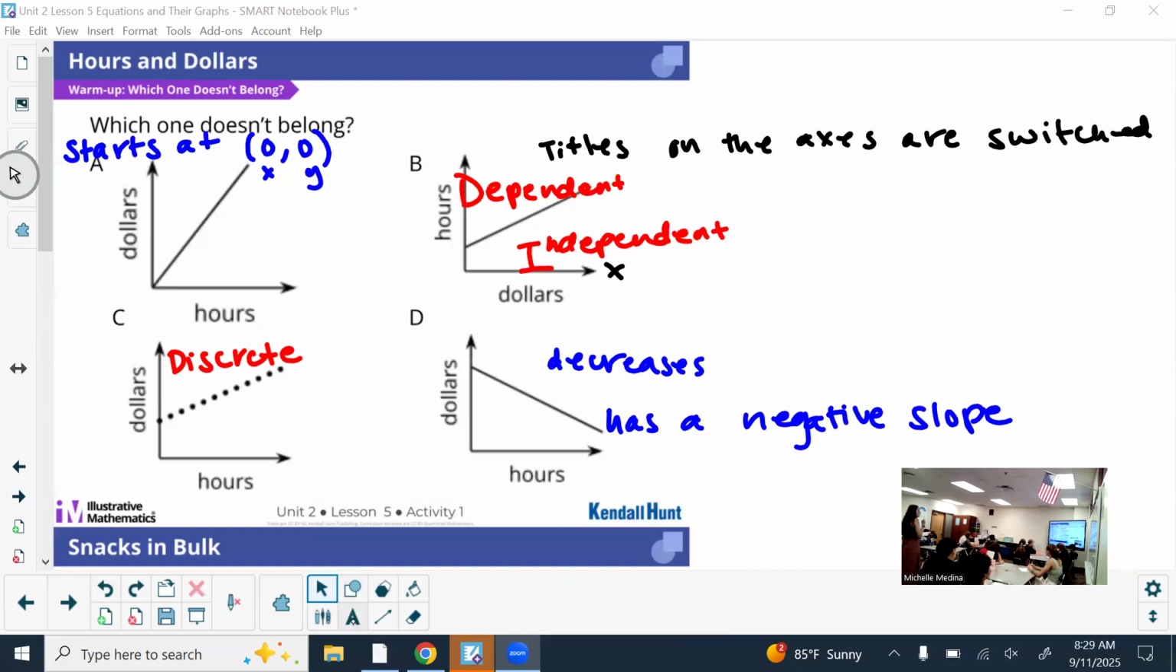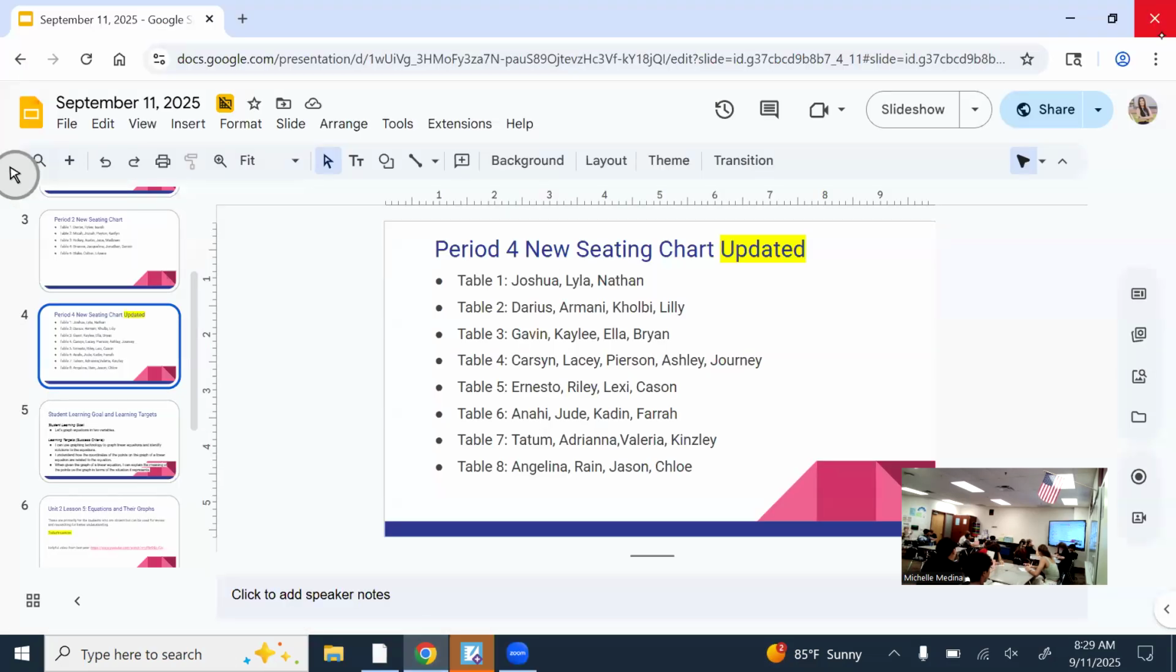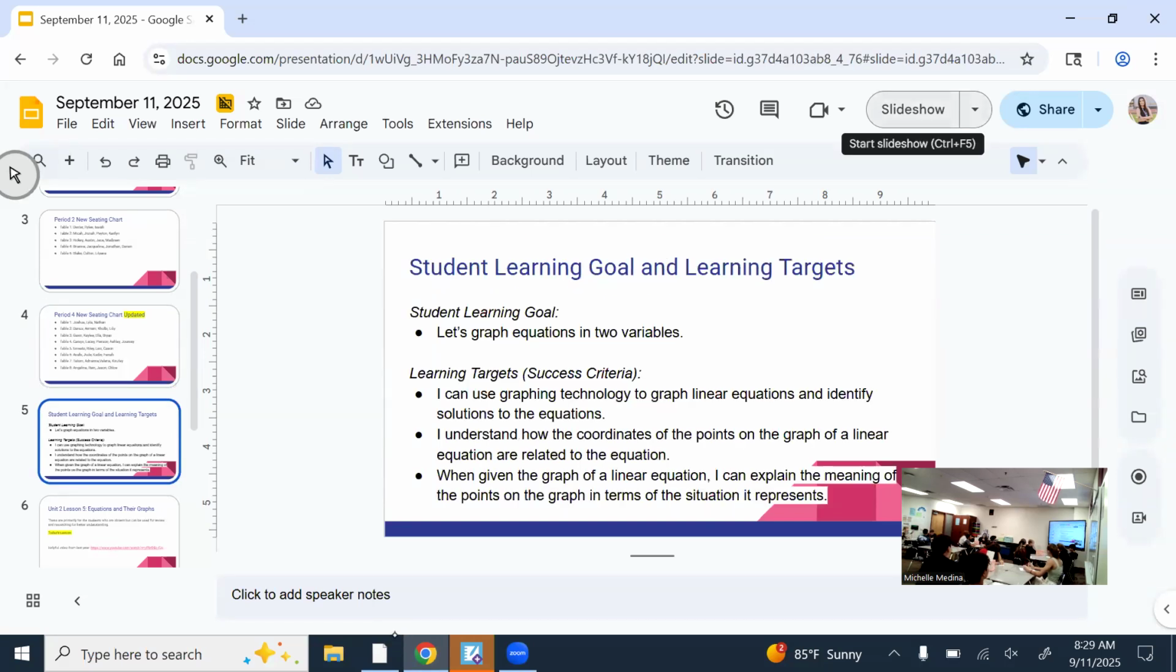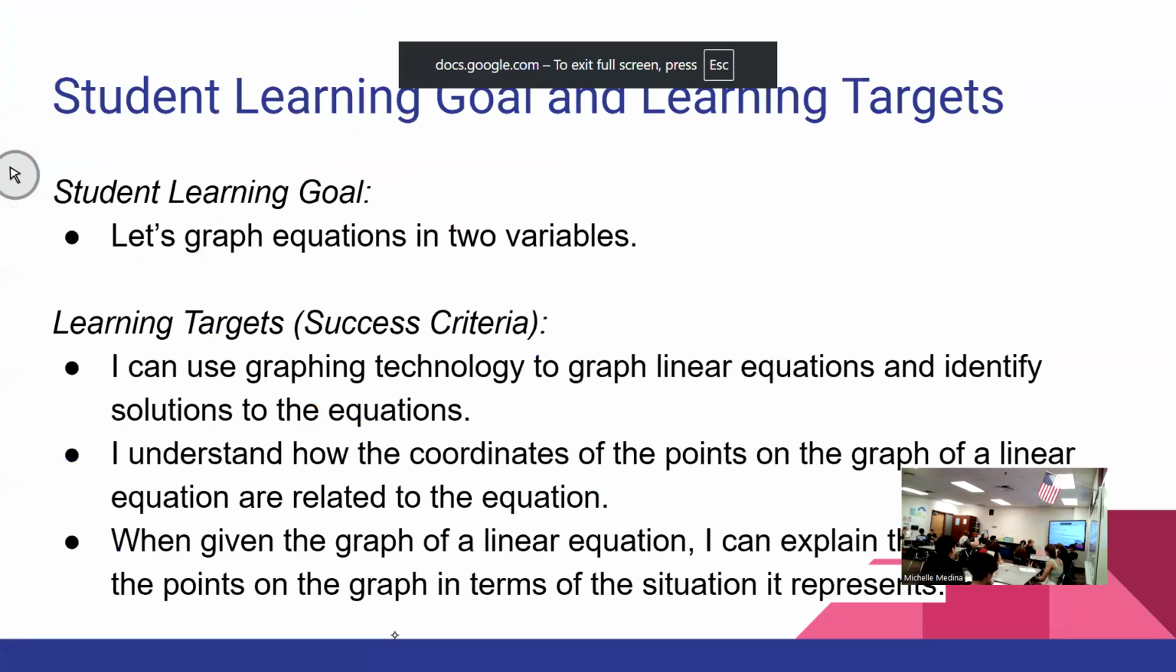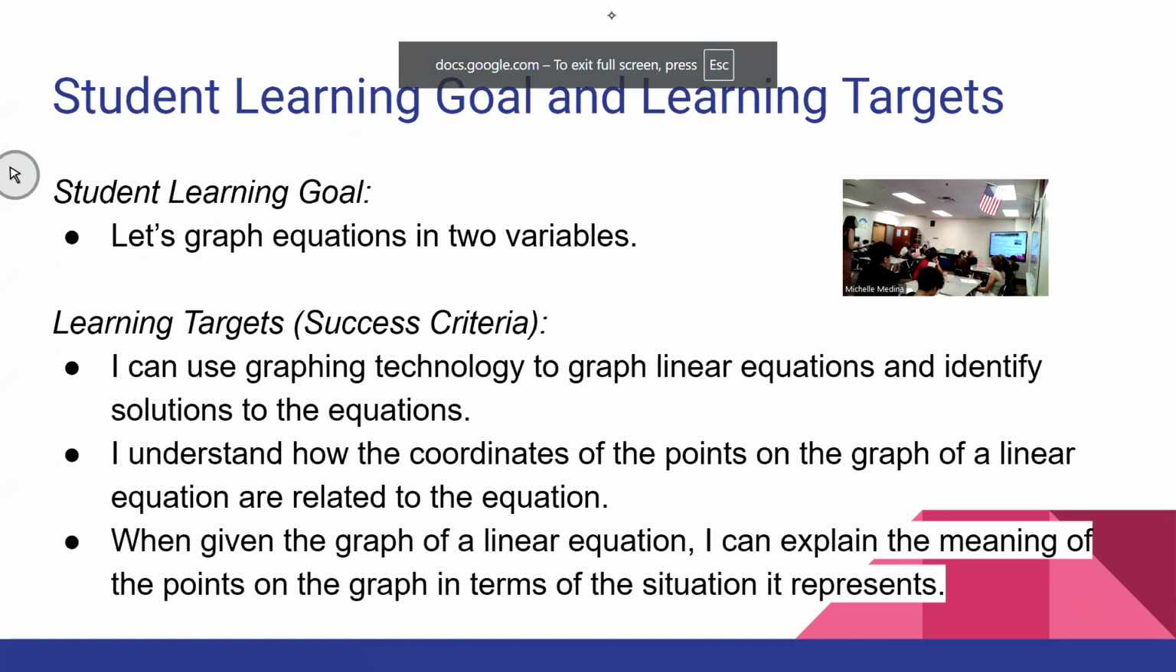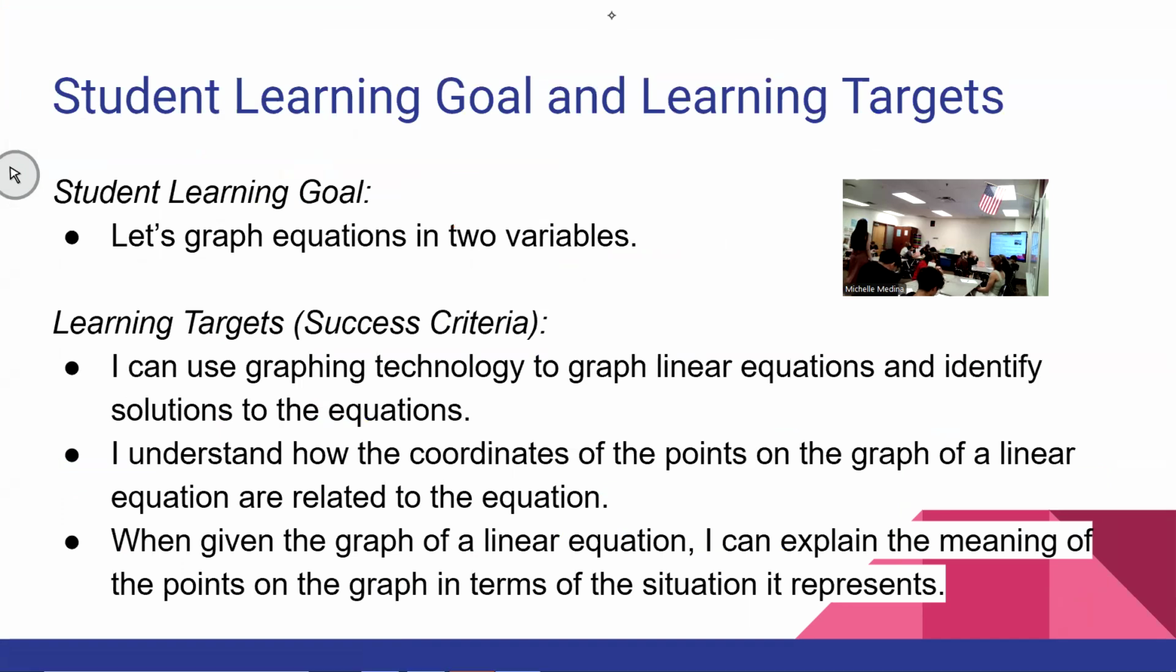Okay, so today we are on lesson 5, which is equations and their graphs. Let's go over the goals for today. And it's to graph equations in 2 variables by using graphing technology. And yes, we are focusing on linear equations right now. Linear is actually what this unit is called, linear equations and inequalities. So far up to this point, we've been focusing on solving equations and making equations from a situation. Now we get to graph them and identify the solutions to those equations.